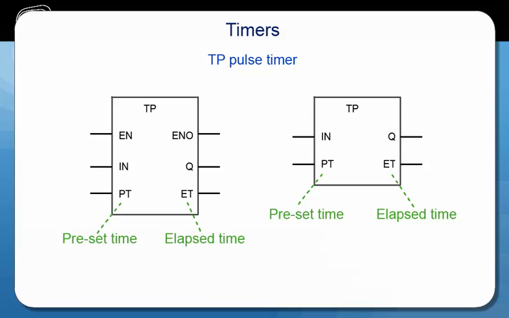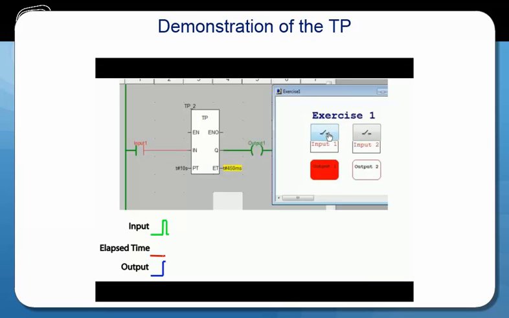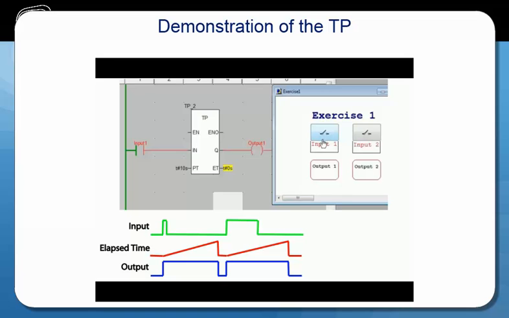Pulse timer, TP. When the input switches on, the output stays switched on for the preset time and then switches off. The time that the input is on for is not important. The output switches on, then off after the preset time. If the input switches on, the output switches on, the elapsed time will start timing until the preset time is reached and the output will switch off. The elapsed time will go to 0. It is not important how long the input stays on. The output will only stay on for the preset time, even if the input is on for more than the preset time.